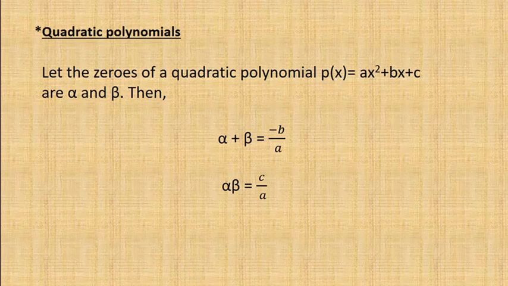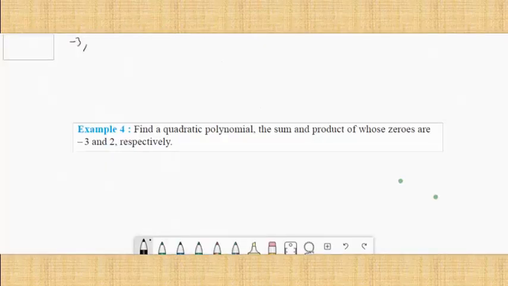A second degree polynomial is ax square plus bx plus c, and the zeros are alpha and beta, and the relations are: the sum of the zeros is equal to minus b by a, and the product of the zeros is equal to c by a. The question is like this: find a polynomial such that the sum of the zeros of the given polynomial is minus 3, and the product of the zeros is equal to 2.